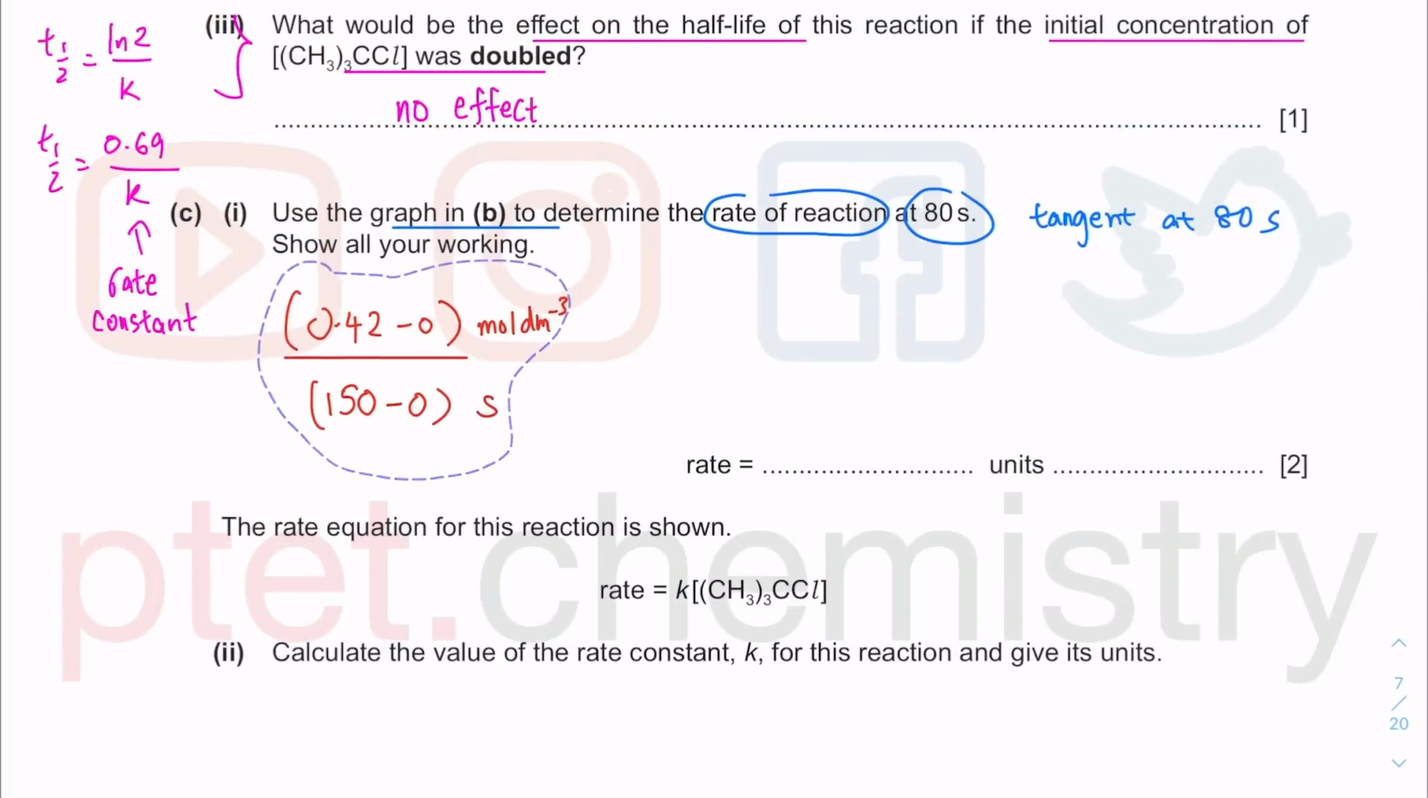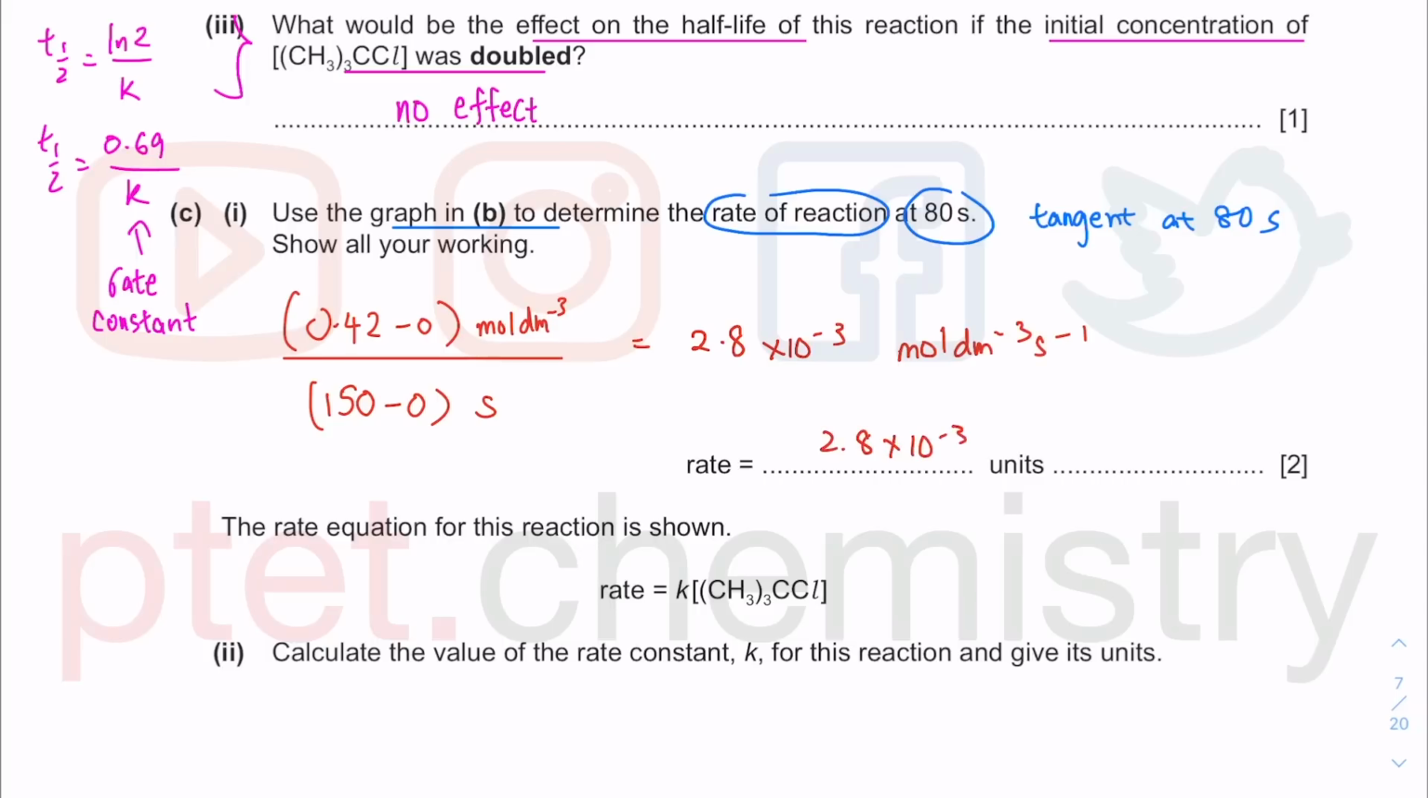So I've got to show all my working, right? So I'm showing all my working. And just press 0.42 divided by 150 on the calculator. I get 2.8 times 10 to the minus 3. Do not forget to show your units. There's mole per dm cube per second. So just putting in the final answer now. And mole per dm cube divided by second.